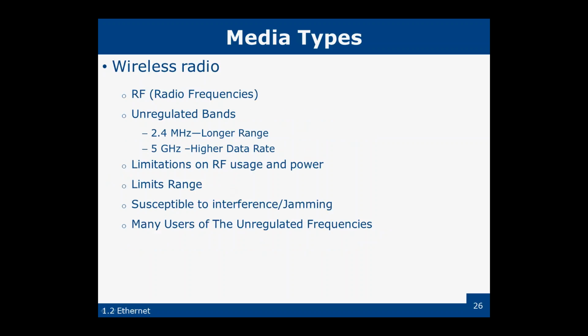And then we have wireless radio frequencies, and these are unregulated bands. Unregulated means anybody can use them. The 2.4 gigahertz gives you a longer range. The 5 gigahertz is going to have a higher data rate. When they started building these things, both of these were competing in the early days.